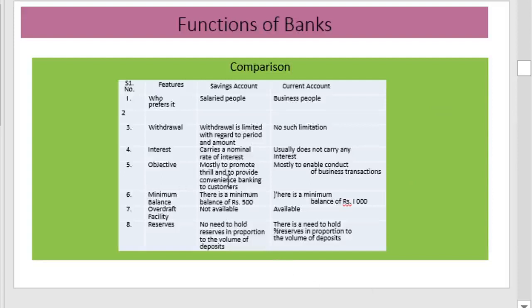The major objective of the savings account is to promote saving habits, and the main objective of the current account is to conduct business transactions. The minimum balance will be different, but in the case of the savings account nowadays, in the majority of cases we can keep a zero balance, but in the case of the current account, a minimum balance is required.